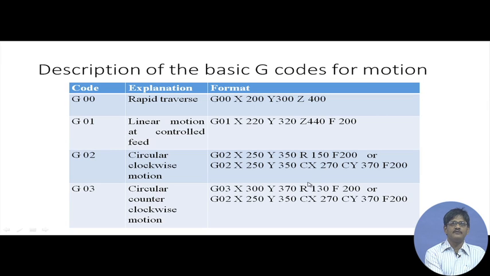So, let us have a look at how they are depicted. G00 is rapid traverse, and the syntax reads this way: G00 code followed by the target point coordinates. The target point coordinates in this case are x 200, y 300 and z 400. Unless otherwise stated, we will take it that this refers to the coordinates of a particular point on the machine coordinate system.